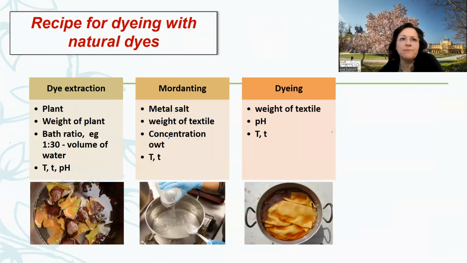So the recipe for dyeing with natural dyes must contain all of this data, because all of this information affects the obtained coloring, the color, of course, also the quality of textile materials, and ensures that we can repeat our recipes.